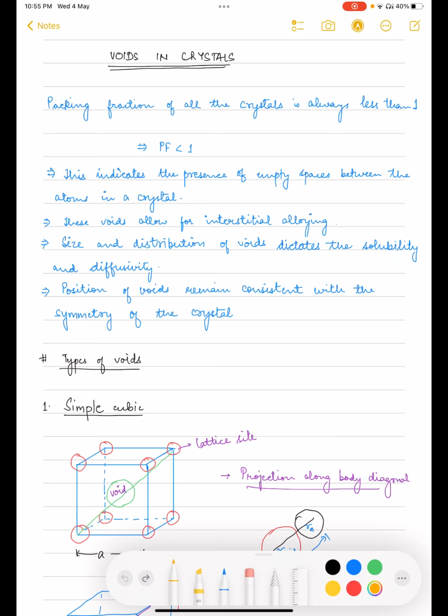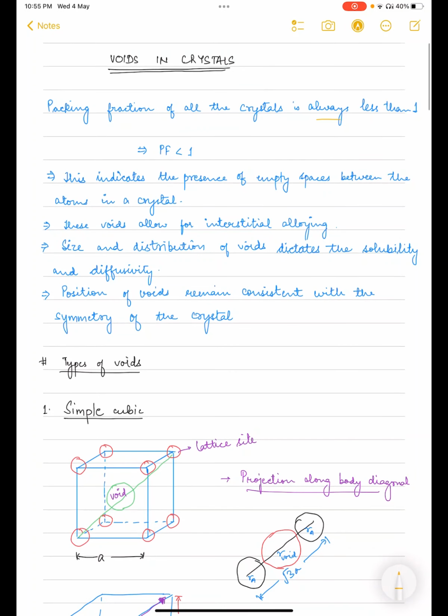Today we are going to focus on voids in crystals. As we know, the packing fraction of all the crystals is always less than 1. For FCC and HCP the packing fractions are highest and are equal to 74% or 0.74. This is less than 1. FCC is face-centered cubic and HCP is hexagonal close packing.